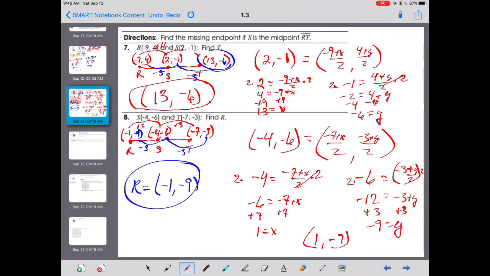Because if 1 was at the end, 1 plus negative 7 would be negative 6, and half of that would be negative 3, not our midpoint of negative 4. Negative 9 and negative 3 makes negative 12, divided by half is negative 6. So it's definitely negative 9 on that one. But why did the 1 come out weird? What's up with my math? I know I'm setting it up right.